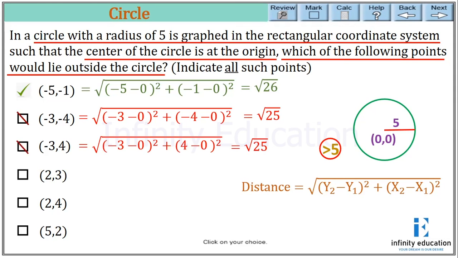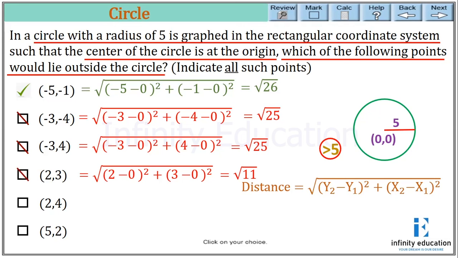The next option is 2, 3. If we put 2, 3 and 0, 0 in this equation, we will get (2 minus 0) whole squared plus (3 minus 0) whole squared. So we have the square root of 11. Again, that is lesser than 5. So I can eliminate this one as well.